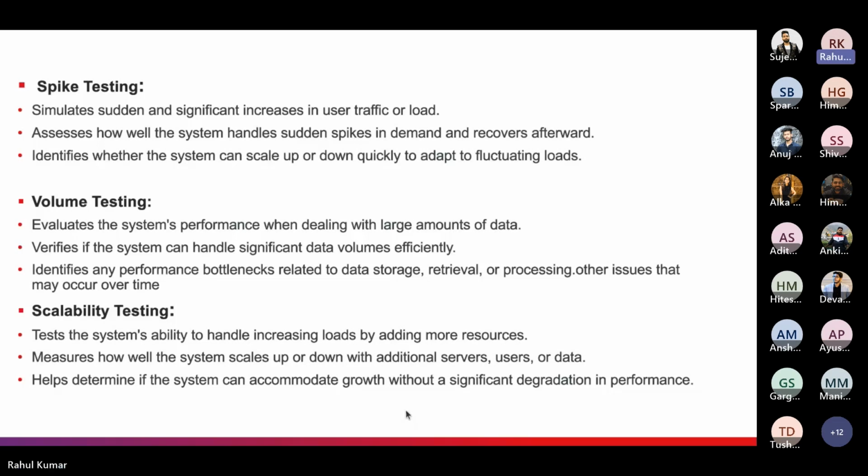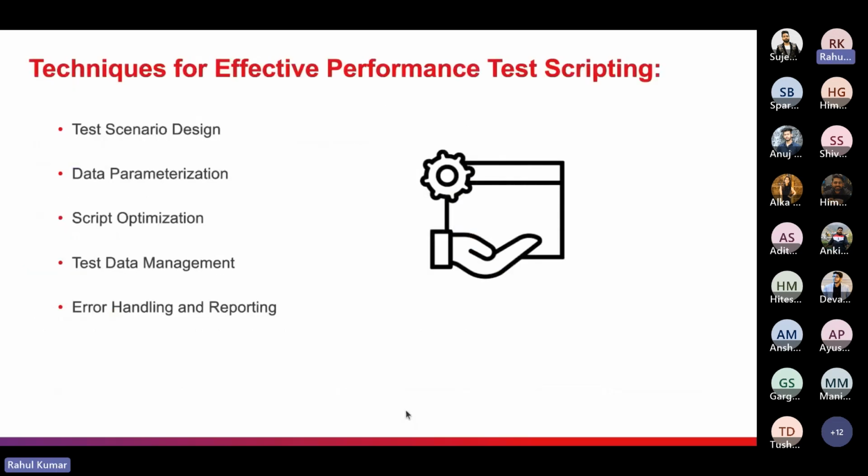Moving to the next one, which is the most important part of this, techniques for effective performance scripting. So basically we will follow some techniques for getting effective performance. First one is test scenario design. To understand the application architecture, user behavior and performance, the objective is to design the respective test scenario.